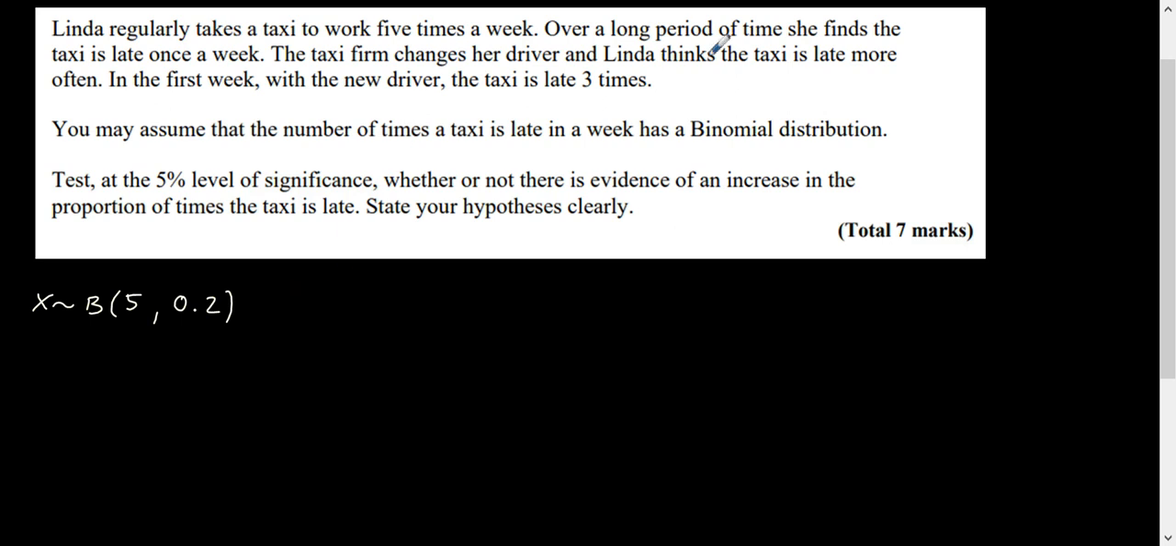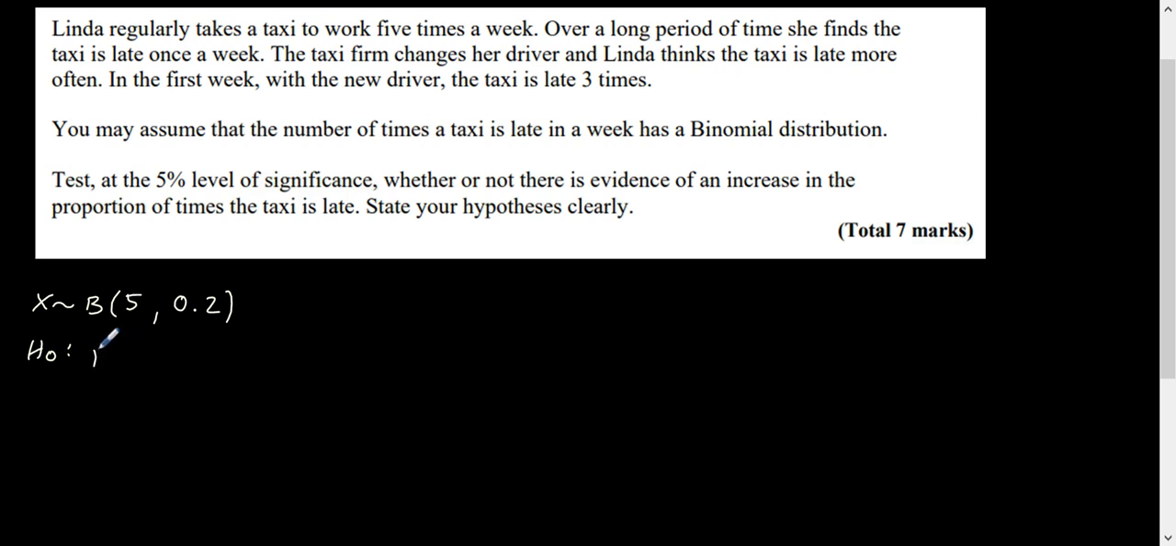The taxi firm changes the driver. Linda thinks it's more often late. In the first week, the taxi is late 3 times. You may assume the number of times is distributed binomially, which we have, and we're testing at a 5% level of significance to find if there's evidence of an increase in the proportion of times the taxi is late. State your hypotheses clearly. Now, the hypotheses always pick up marks. You need to state those very clearly.